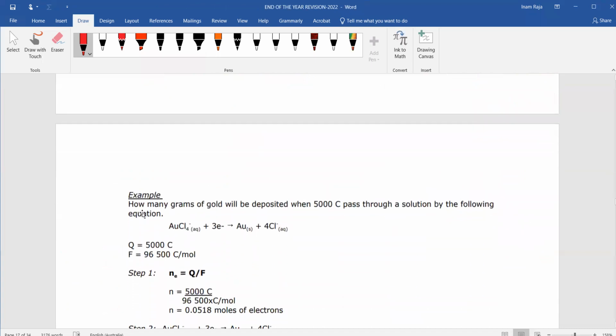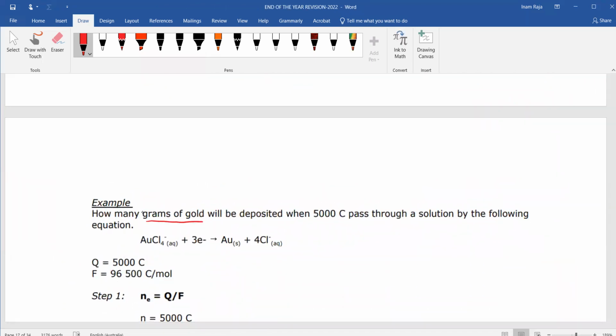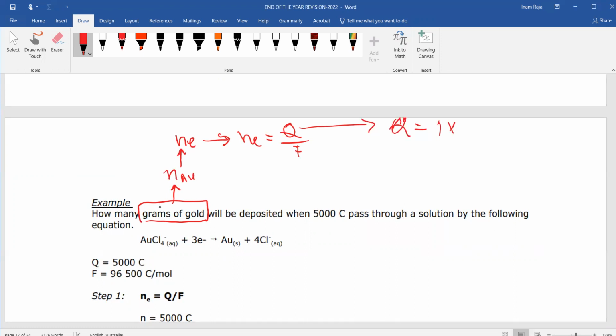Let's say this example: how many grams of gold? To find the grams of gold, first you need moles of gold, Au. And to find the moles of gold, you need moles of electrons. And to find moles of electrons, so work backward. To find moles of electrons, you need Q over F, let's say. And to find Q, you have Q is equal to I times T. So you can work backward like this.